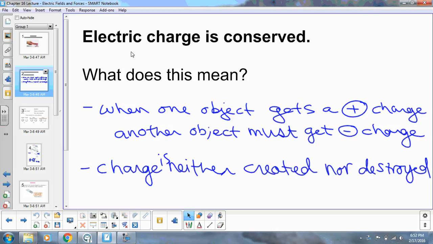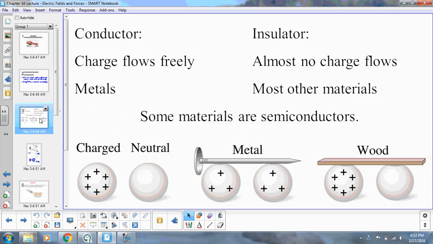If something loses electrons, another object gains electrons. It's not like the electrons just poof into nothing. We have different types of materials, conductors and insulators. It's a little more complicated than this, but for right now, this will suffice. So we know conductors allow charge to move freely, and that includes metals. With insulators, almost no charge flows, but sometimes it can under the right circumstances, and that's pretty much most other materials. There are some materials called semiconductors that are more complicated. You'll learn about those later in your physics life.